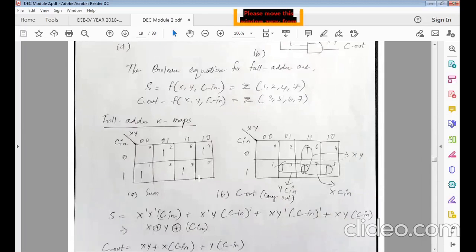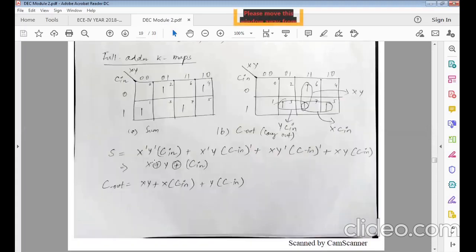So for sum, I will put 1 wherever the values are, and for carry also I will do this. Here I cannot have any group, right, because these ones are far away, so there is no group, so I will have to use the same thing. Which means it becomes x XORed with y and XORed with c. Similarly, your C out is going to be xy, then y c in, then x c in.